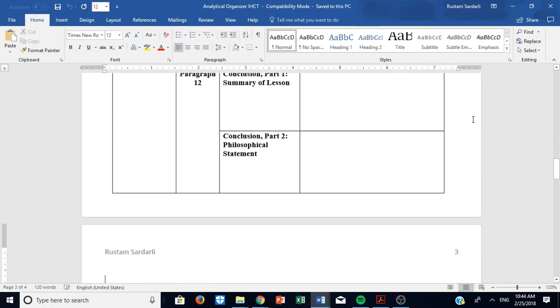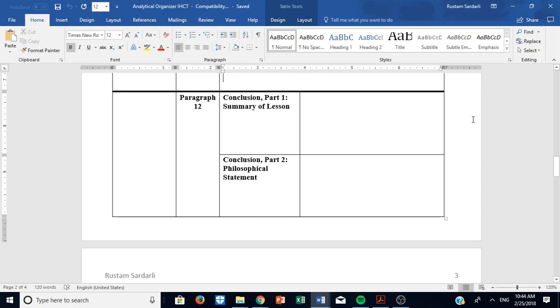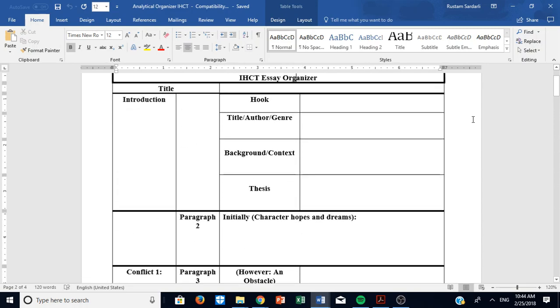Summarize the lesson experienced by the character. Connect that lesson to society. That's your IHCT essay. Hope that helped.